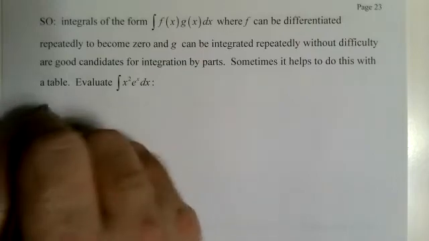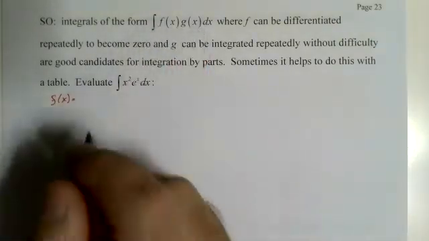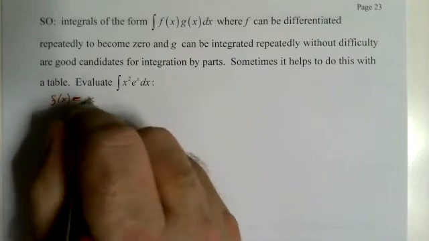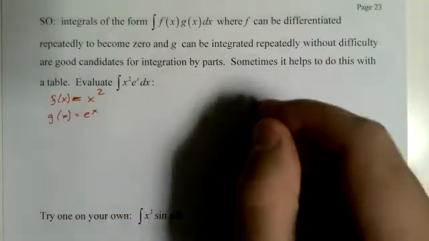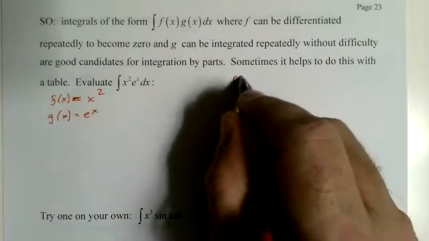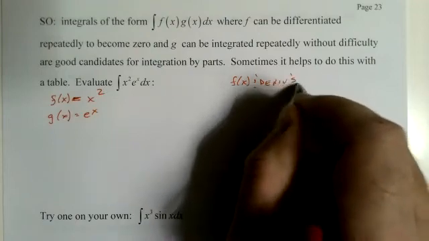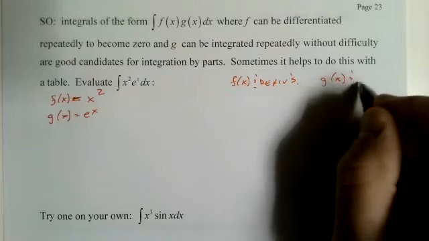All right. f of x, here are your 2 functions, is x squared. g of x is e to the x. So we go over here and we say f of x and the derivatives. And over here we have g of x and the integrals.